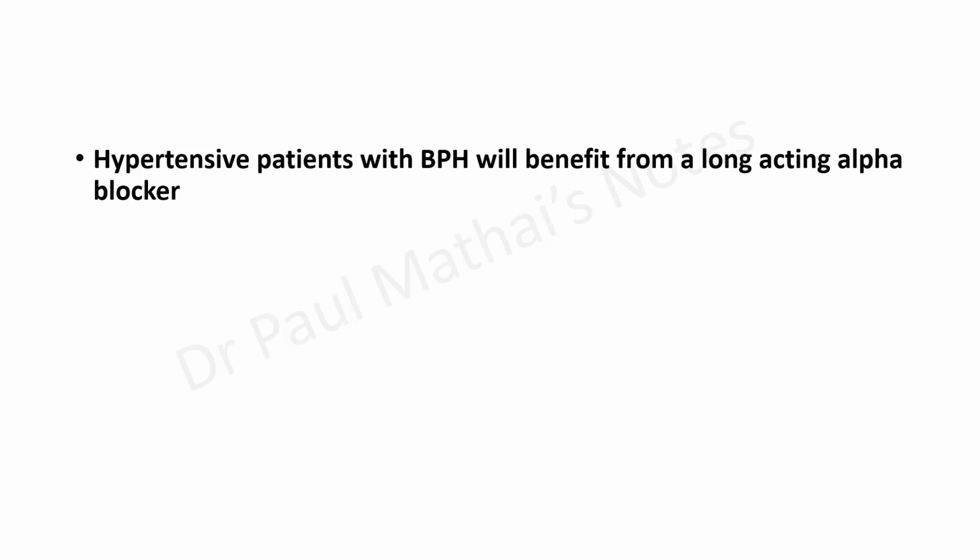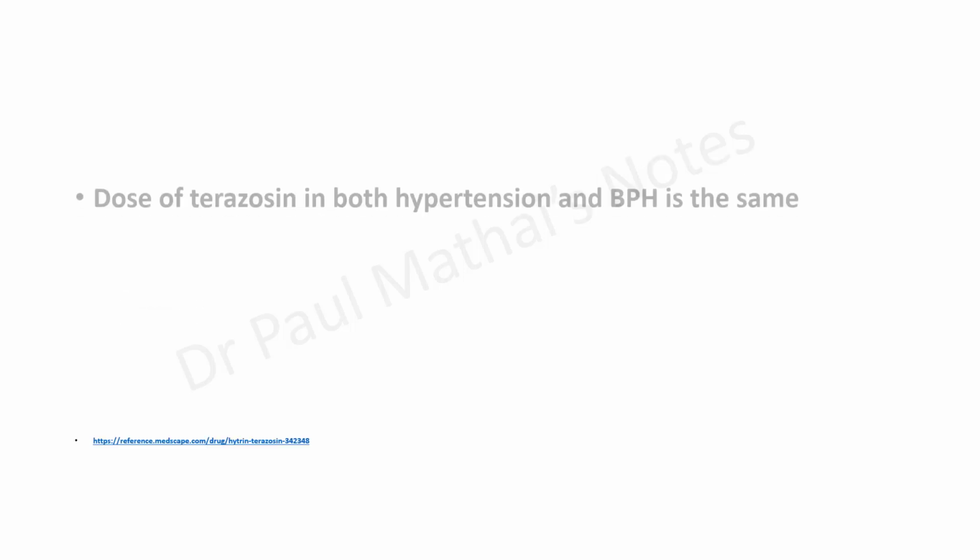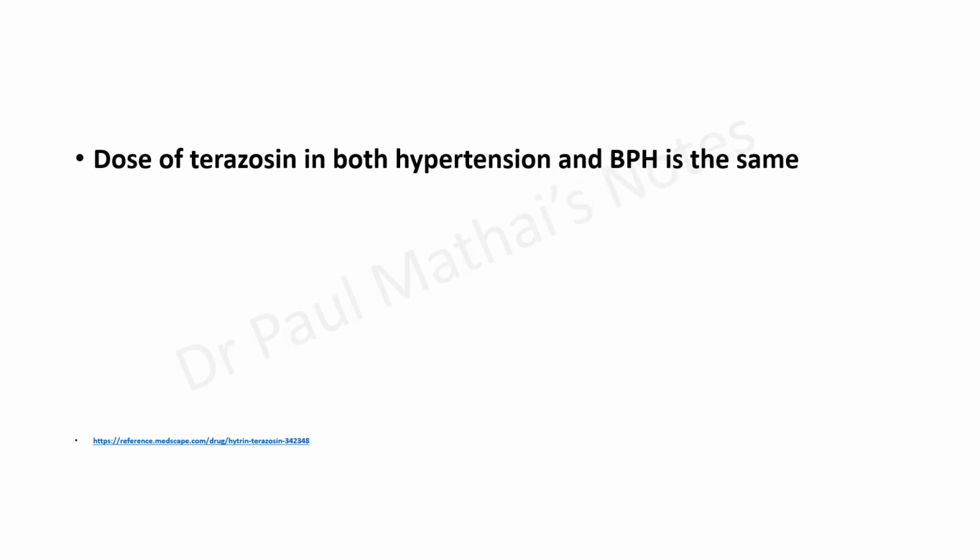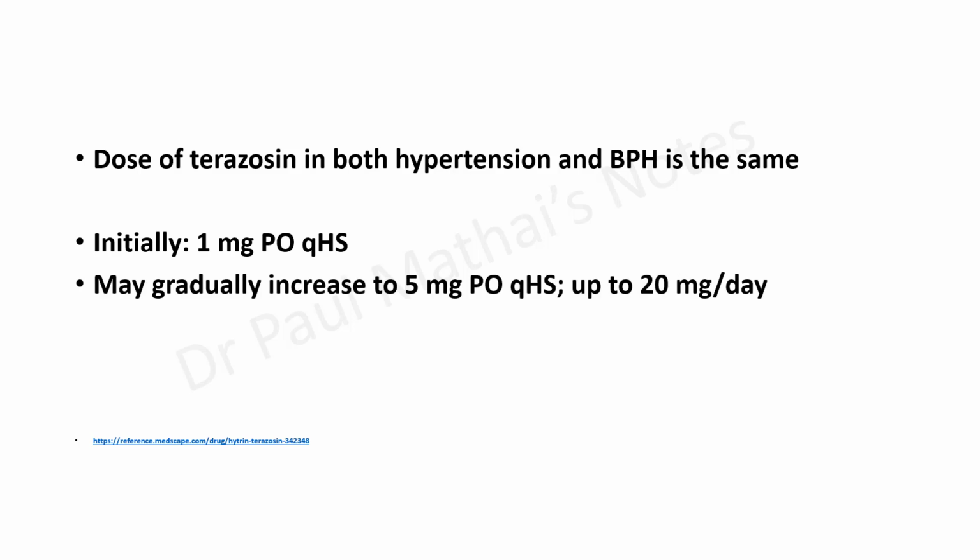Hypertensive patients with BPH will benefit from a long-acting alpha blocker like terazosin or doxazosin. Additionally, the dose of terazosin in both hypertension and BPH are similar. It can be started at a dose of 1 milligram orally at night, and the dose can be slowly up-titrated to up to 20 milligrams per day as per the response of the patient.